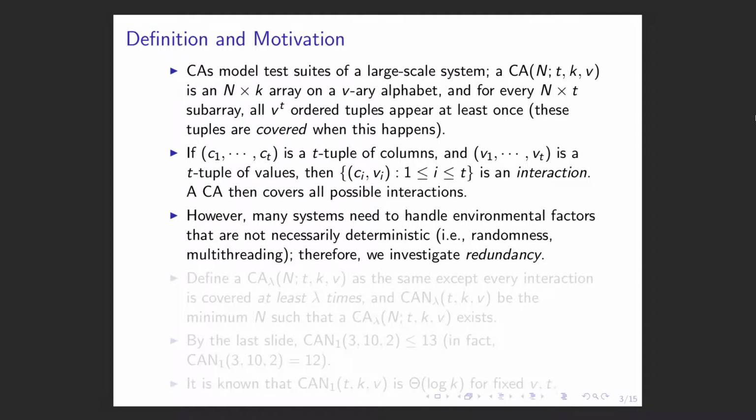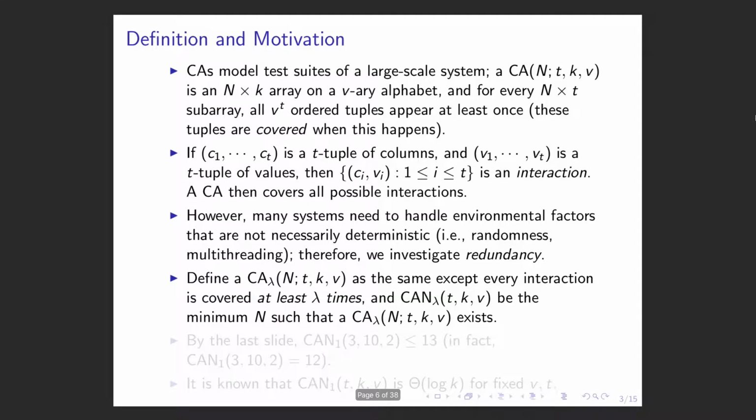But one of the things that we've seen is if you have a system that is not deterministic, it makes random function calls or has multi-threading, it's not a deterministic process, we may want to have redundancy in the system. So if I have some test that only appears once, maybe it's not going to give me the right answer of what really actually happens. To help mitigate against that, let a covering array with parameter lambda be one where every interaction appears at least lambda times. So the usual definition is when lambda is 1.